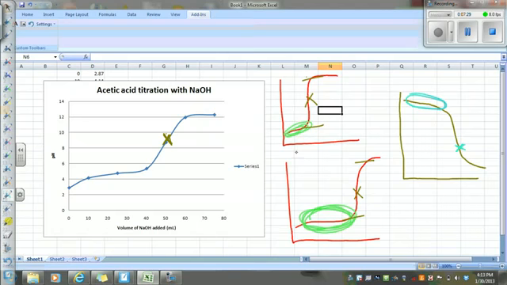So in terms of indicators, with this one, we're going to want to pick an indicator that's going to change color close to the equivalence point. With the strong acid, weak base, we want to pick a different indicator that's going to change color close to an acidic pH. And there is a table in your book where you can look at the color ranges and the pH ranges for indicators, and you'll be introduced to that in your lab this week.